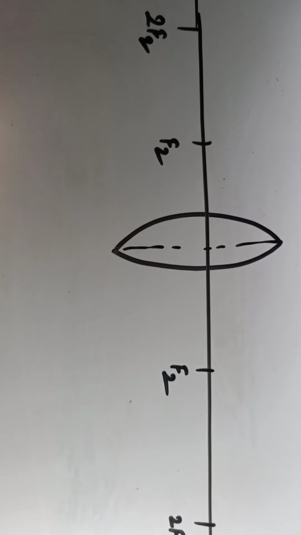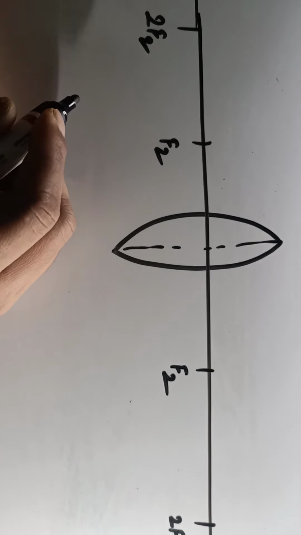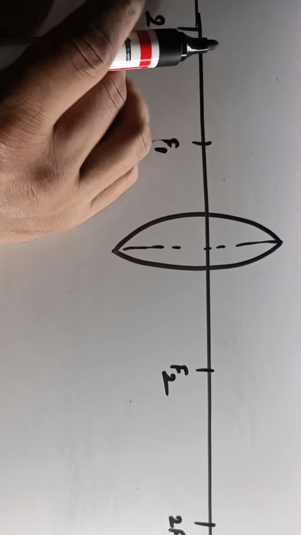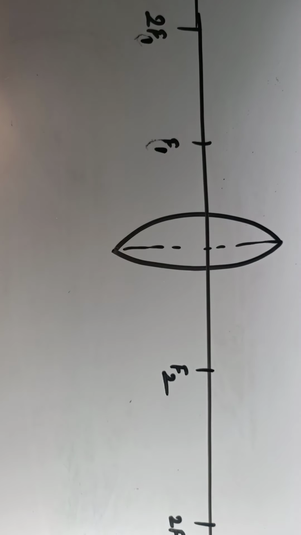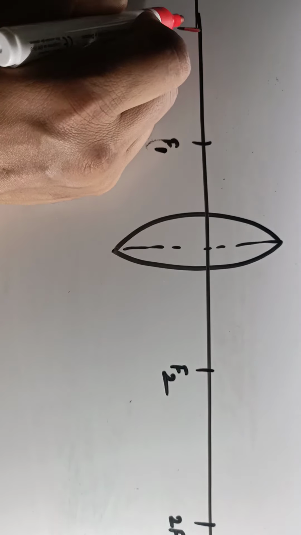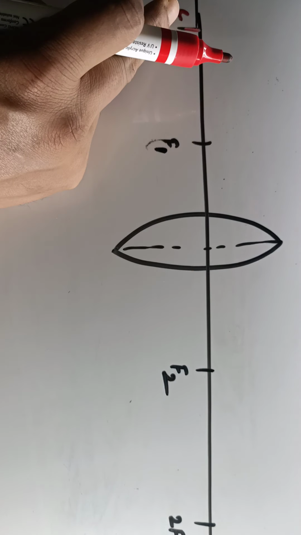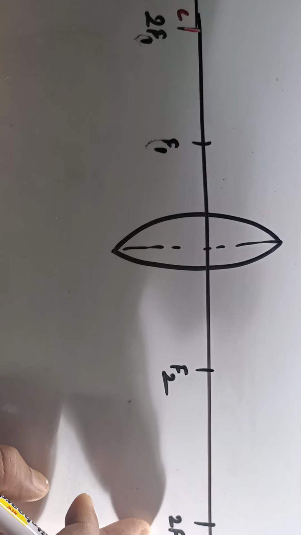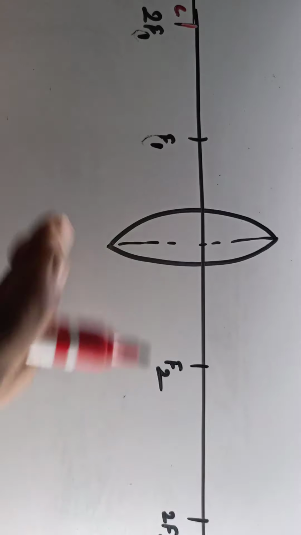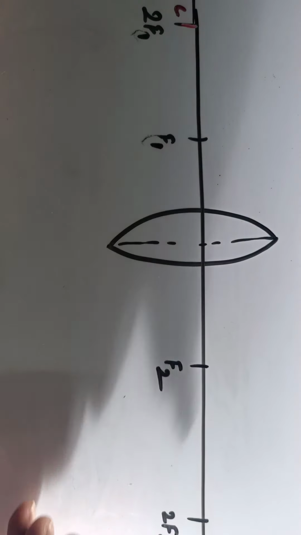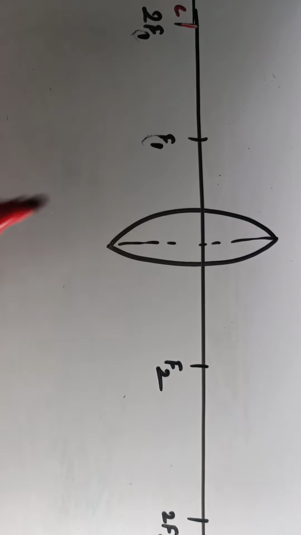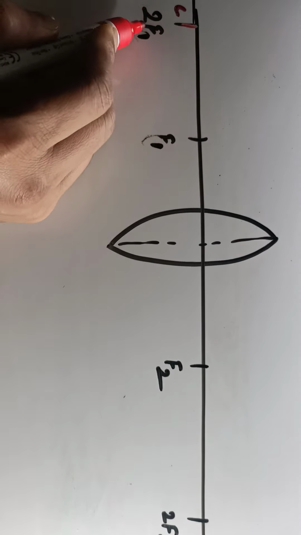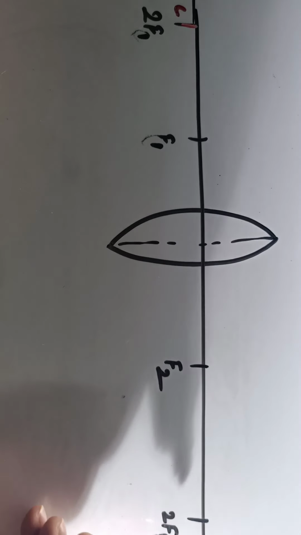The next position is what happens when the object is placed at 2f1. Now what does 2f1 mean? Just try to recollect with me. 2f1 means it is at C. If the object is placed at C, then in case of a mirror, the image was also formed at C. We are only changing the nomenclature here. Instead of using C, we are using 2f1 and 2f2. In a mirror, if the object is kept at C, that is 2f1 here, the image is also formed at C, that is 2f2 here.